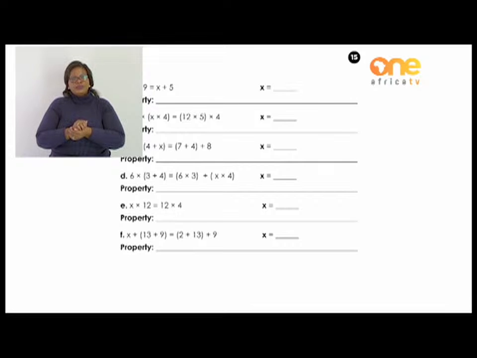At B, we also have to look where X is, be able to differentiate between X and multiplication. So you have also to indicate the property. At C, you also have to do the same. Until F, you are doing the same. So I hope that is quite easy to do.